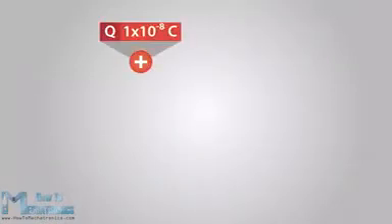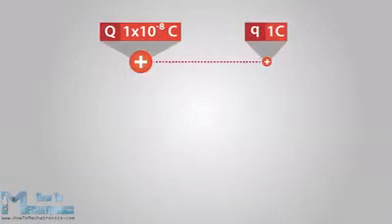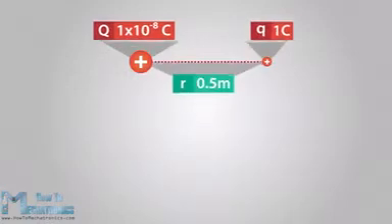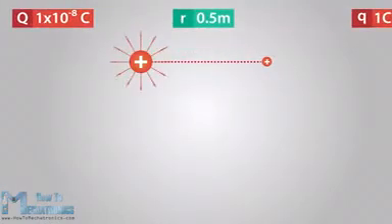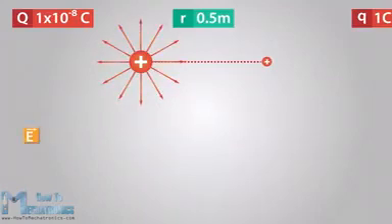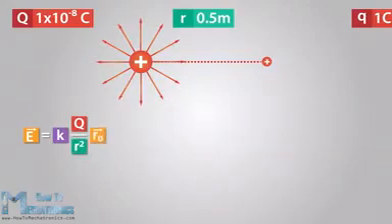For example, we have a point charge equal to 1 times 10 to the minus 8 coulombs. Also, we have a test charge of 1 coulomb at a distance of 50 centimeters. So, what is the electric field 50 centimeters away from the point charge? The electric field at that point is going to be Coulomb's constant multiplied by the charge generating the field and divided by the distance between the point charge and the test charge squared.